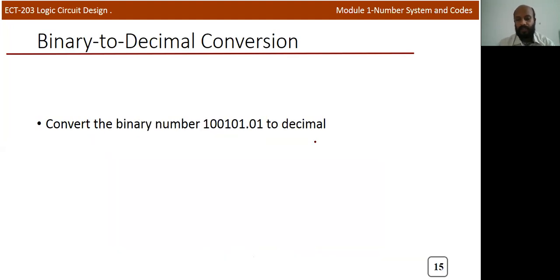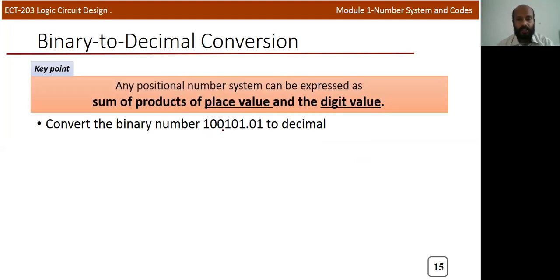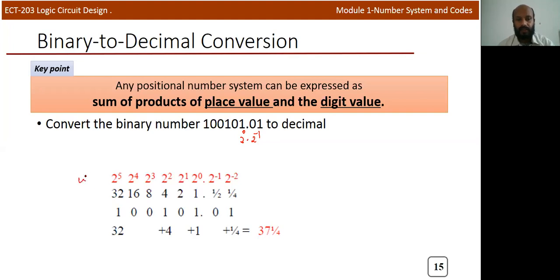Now we can see another question. Here the number contains a whole number part and a fractional part. The whole number part starts from 2 raised to 0 onwards, and the fractional part starts from 2 raised to minus 1. That's the only difference. If you take this example, these are the weights you are considering: 2 raised to 5 is 32, 16, 8, 4, 2, 1. And here it is 1 by 2 and 1 by 4, meaning 0.5 and 0.25. Here we don't want to consider these values, because this is 0, here also 0, here also 0, and here also 0.